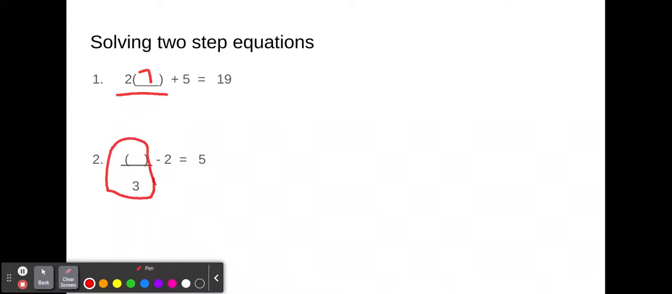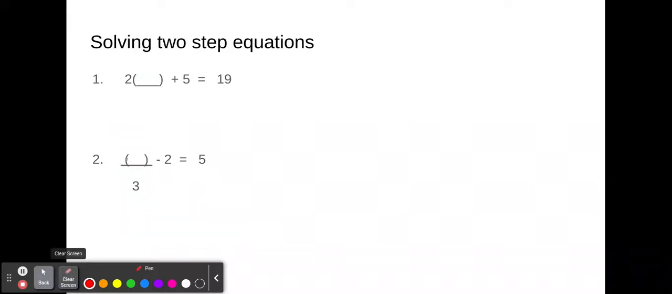what number would we subtract 2 from to get to 5? Well, that needs to be 7, because 7 minus 2 equals 5. So we're not really guessing and checking, we're just kind of thinking about it. So what number would I have to divide 3 by to get to 7? That would be our 21. So the missing number in here would be 21.